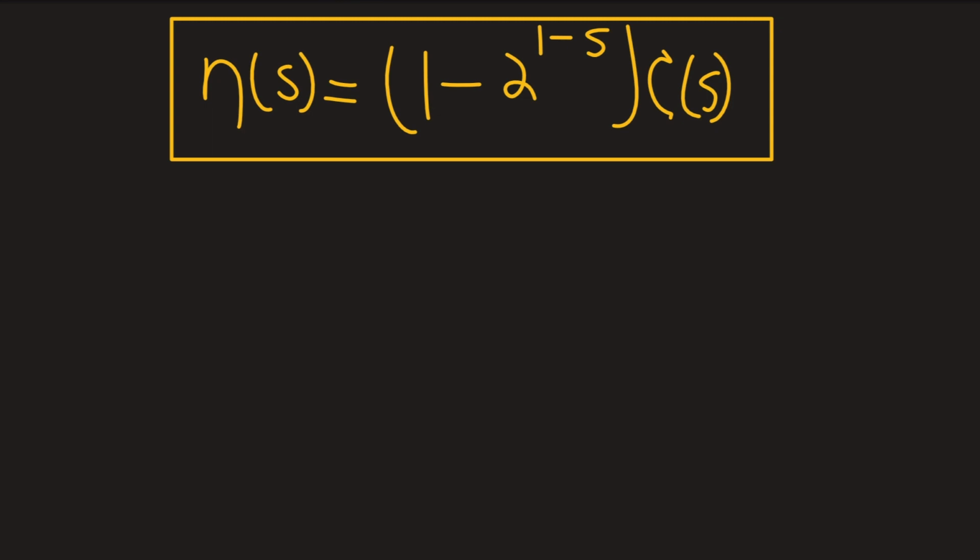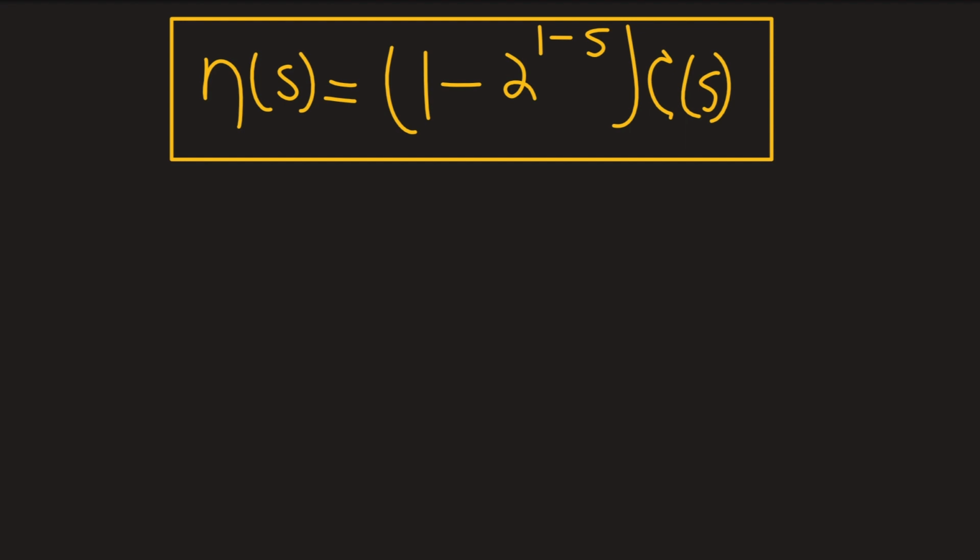And what we have at the top of the screen is a relationship between the eta function and the zeta function, which was conjectured originally by Euler. My goal for this video today is really just to prove this using Riemann's functional equation, Euler's reflection formula, and something we proved a couple of videos back.